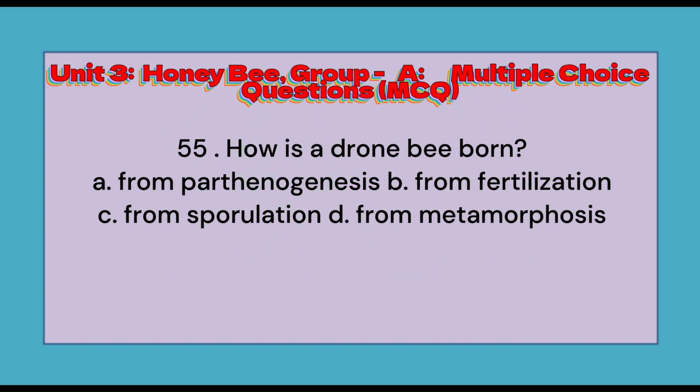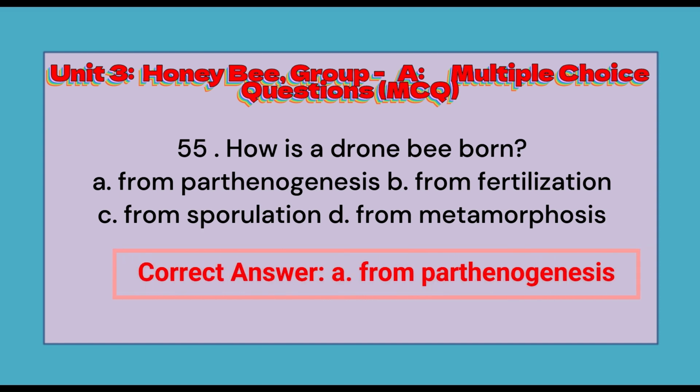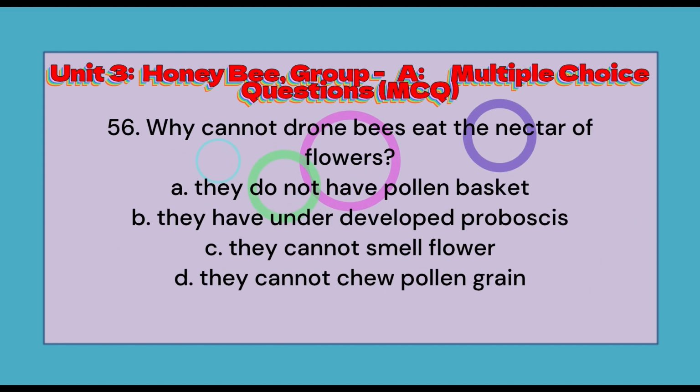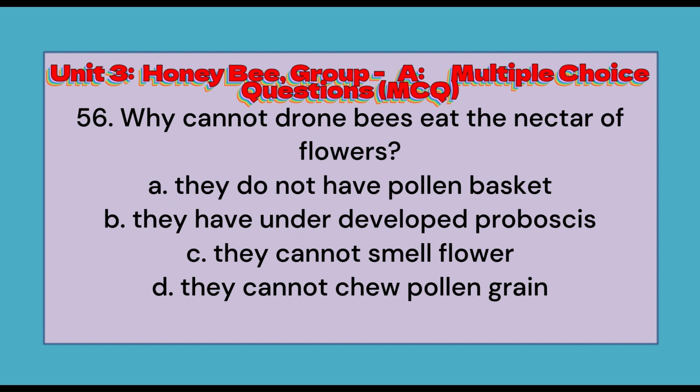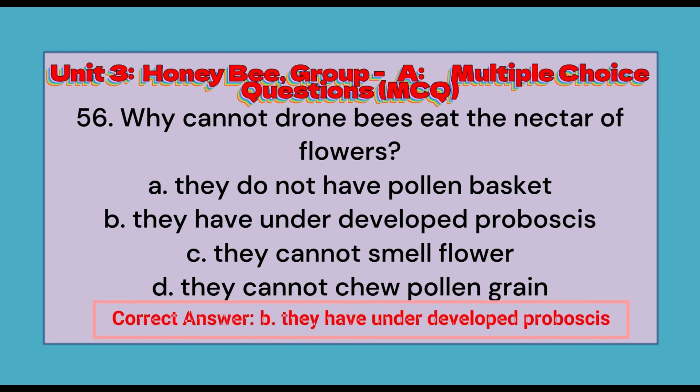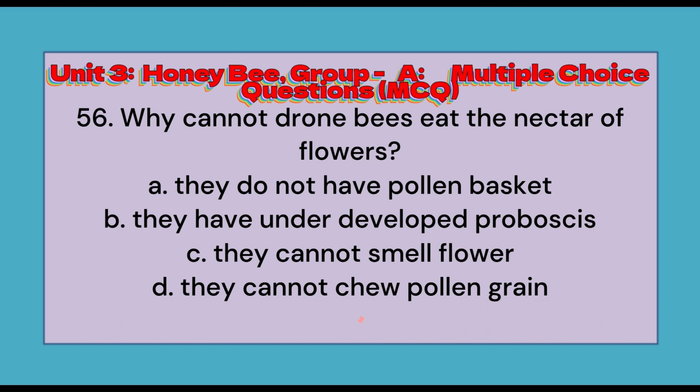55. How is a drone bee born? A. From parthenogenesis. B. From fertilization. C. From sporulation. D. From metamorphosis. Correct answer: A. From parthenogenesis. 56. Why cannot drone bees eat the nectar of flowers? A. They do not have pollen basket. B. They have underdeveloped proboscis. C. They cannot smell flower. D. They cannot chew pollen grain. Correct answer: B. They have underdeveloped proboscis.